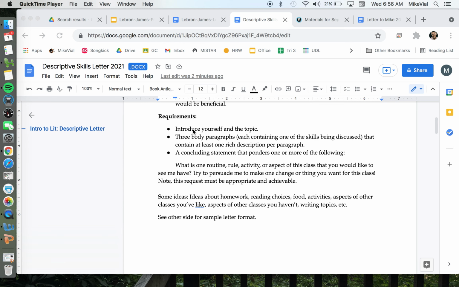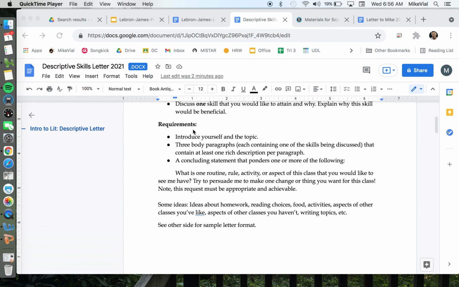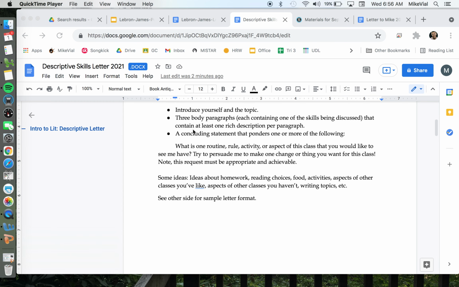One, in the intro, introduce yourself and the topic. Then, write three body paragraphs, each containing one of the skills being discussed. So the first two will be skills that you are proud of that you have, and then one skill that you're hoping to develop. Lastly, I want you to create a concluding statement. That's really a concluding paragraph, I should say.